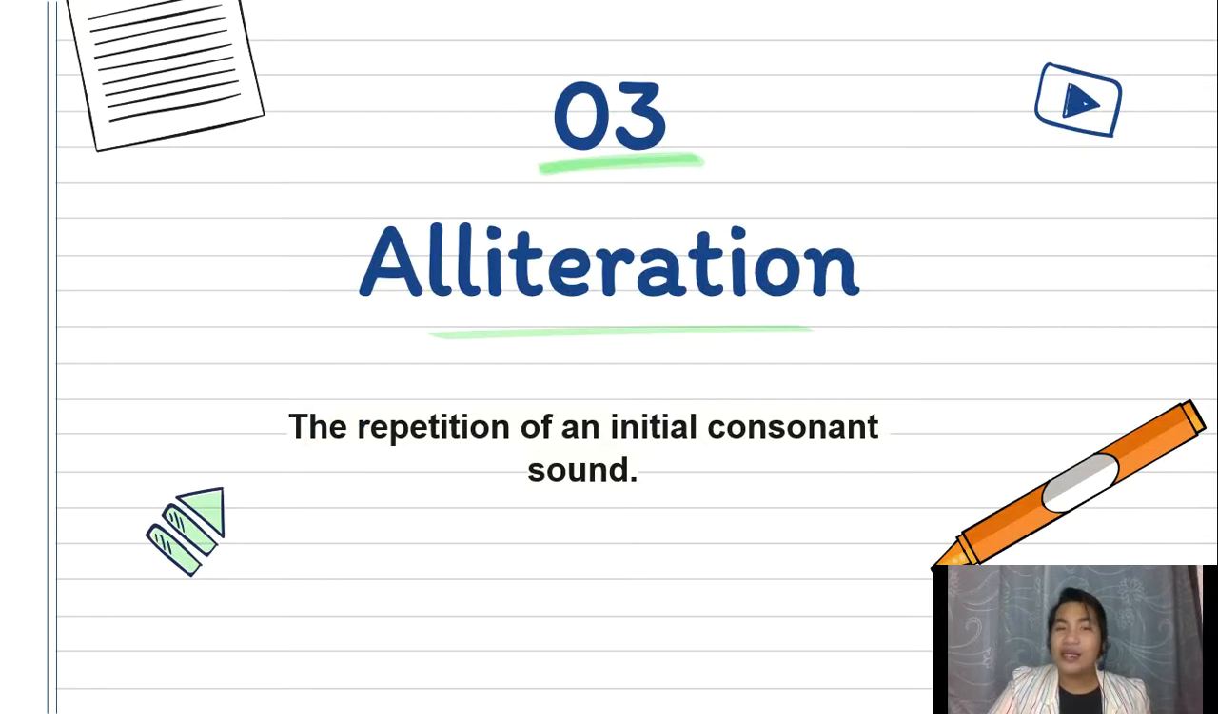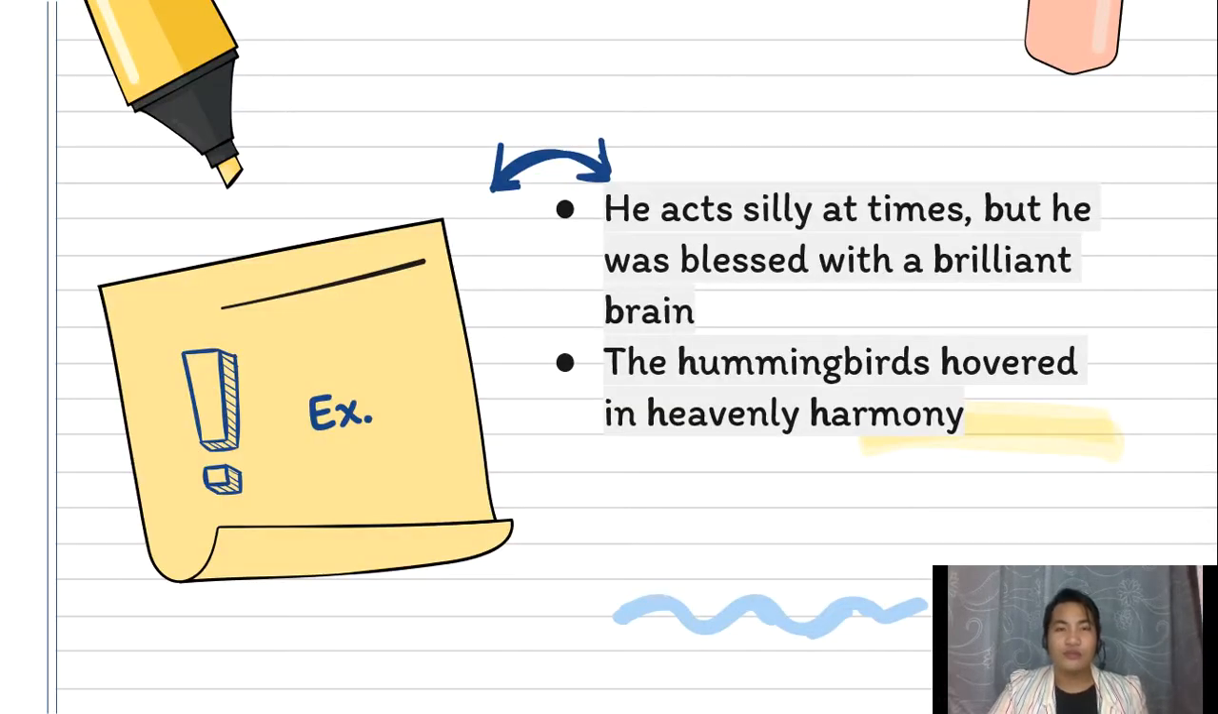Let's go to alliteration, the repetition of an initial consonant sound. Example, he acts silly at times, but was blessed with a brilliant brain. Another is, the hummingbirds hovered in heavenly harmony.